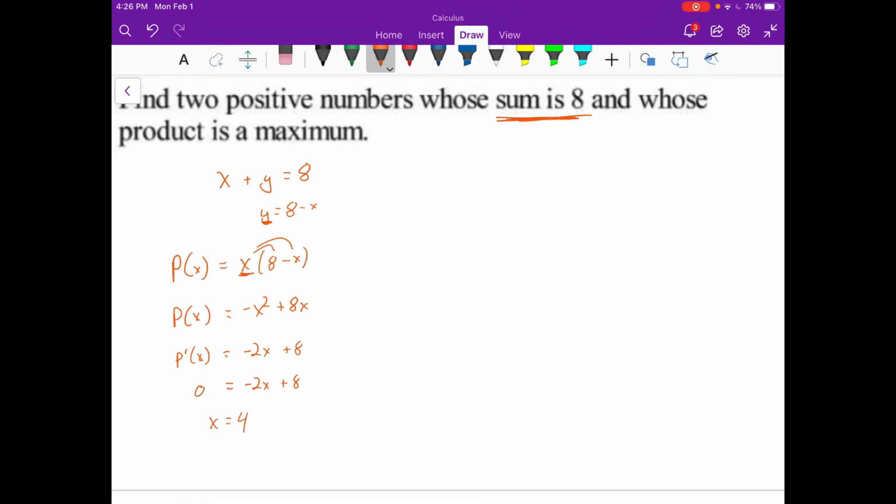So our first number is equal to 4. So what does our second number have to be? Our second number has to be 4 as well, because 4 plus 4 equals 8. So the two numbers are 4 and 4. Once again, we found a function, either one of these. The second one's the easier one to work with. Took the derivative and set it equal to 0 to find the critical numbers, and then plug that back into the function. Again, knowing that this is a parabola facing downward helps us realize that that will be a maximum.